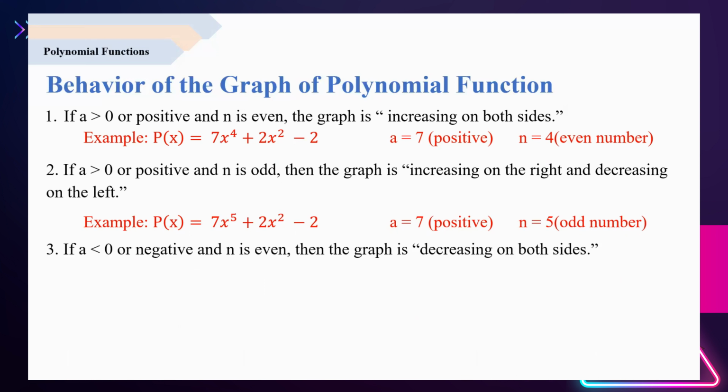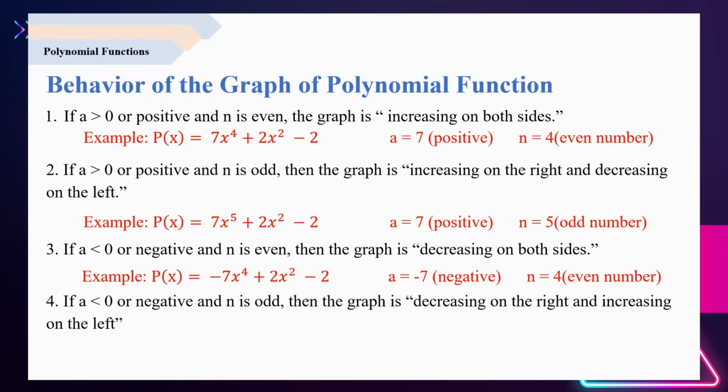If a is less than 0 or negative and n is even, then the graph is decreasing on both sides. Example, p of x is equal to negative 7x raised to the fourth power plus 2x squared minus 2. So the value of a is negative 7, which is negative, and n is equal to 4, which is even number. Therefore, the graph is decreasing on both sides.